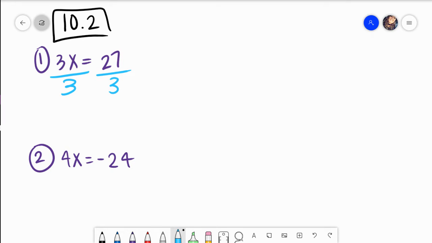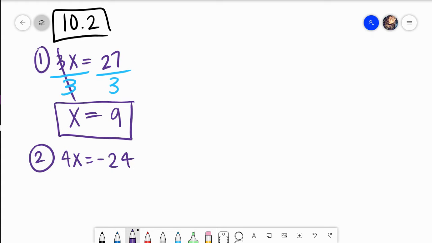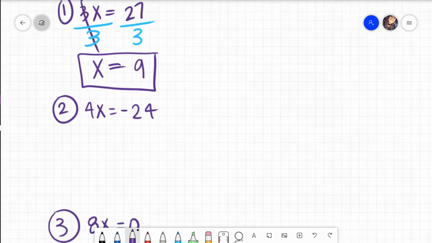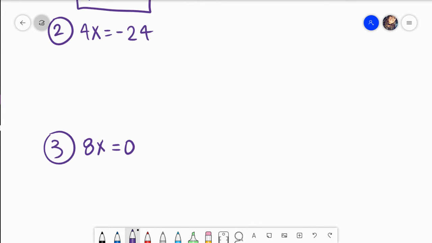What you do to one side, you have to do to the other. Those 3's cancel, which is what I wanted, because it leaves me with my x. Over here, I have 27 divided by 3, which is 9. Signs are the same, so it's a positive 9. Okay, let's do number 2.